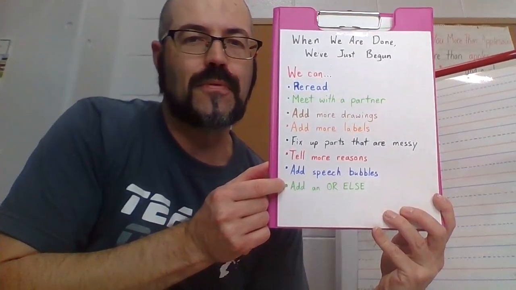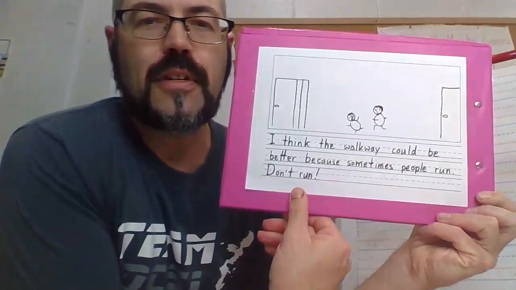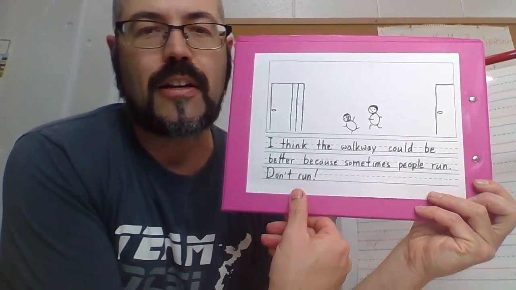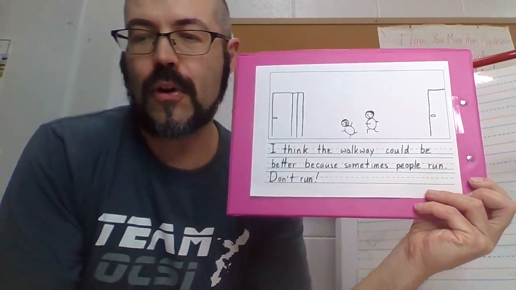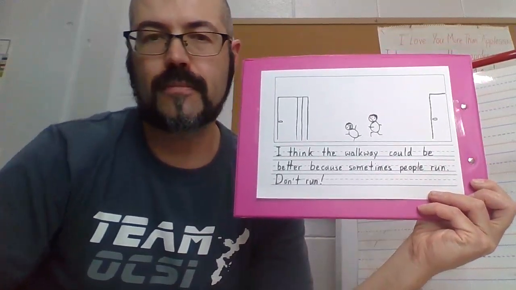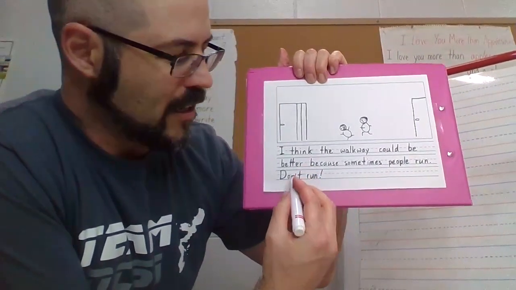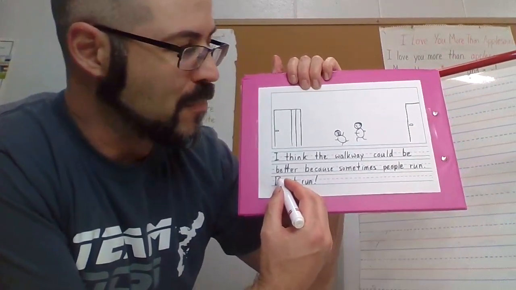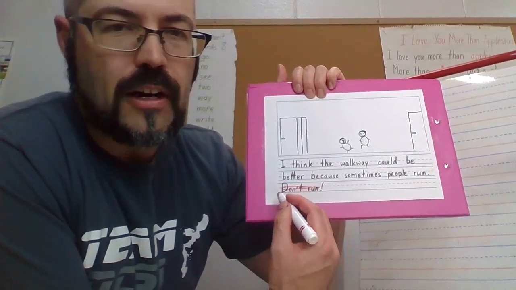Now, some of these we've done before. Some of them might be new. I'm going to show you one just now with my writing. So, I wrote down, I think the walkway could be better because sometimes people run. Don't run. Now I'm going to add an or else statement here. So for this, I'm going to cross it out. I'm going to change it a little bit. I said don't run, but I didn't really give a reason why it's a problem. So I'm going to cross that off. I'm not going to scratch it out, just drawing a line is okay.